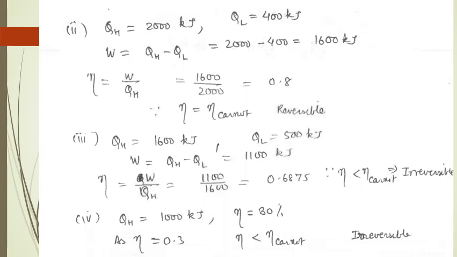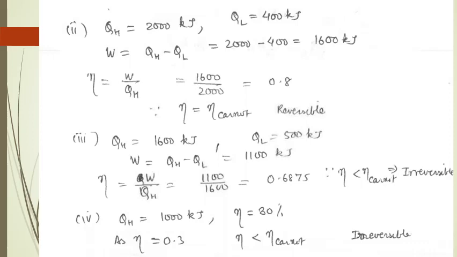Now for the third case, QH is equal to 1600 kilojoule and QL is equal to 500 kilojoule. By this data, we compute the value of work, which comes out to be 1100 kilojoule. Now efficiency is equal to work done upon heat supplied. So by these parameters, the efficiency comes out to be 68.75%. Now the efficiency of this engine is less than the Carnot efficiency. It is an irreversible heat engine.